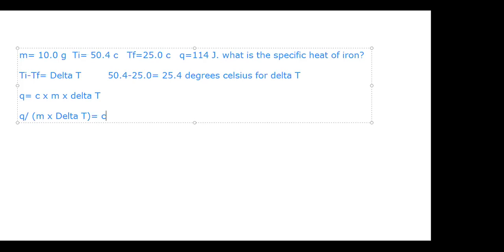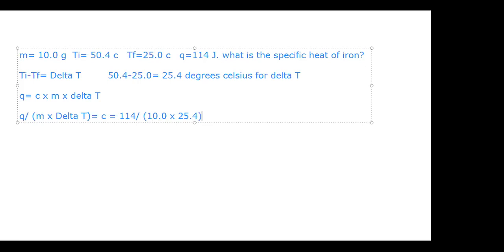Right now we've got it set up for this, and all you have to do is plug those things in. So C is going to be equal to Q, which is 114, divided by 10.0 times 25.4, all right?